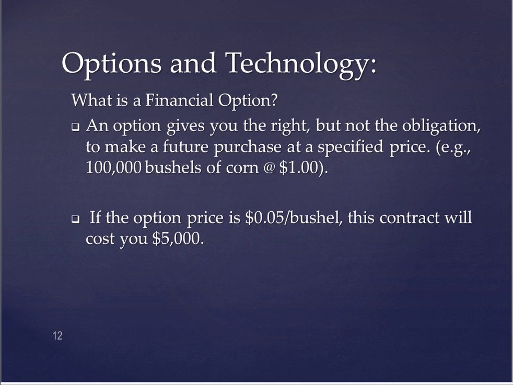A financial option is something that gives you the right, but not the obligation, to make a future purchase at a specified price. Almost all agricultural products, for example, are purchased using options. The reason you use an option is that you never know what is going to happen with the weather. There could be a drought, there could be a flood.